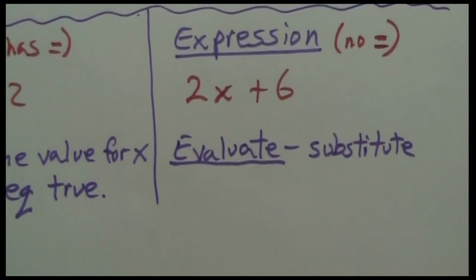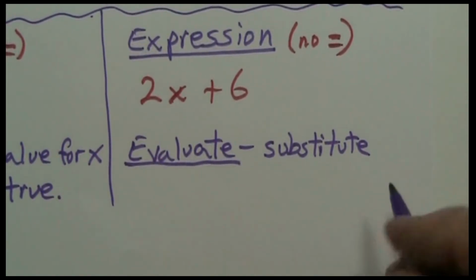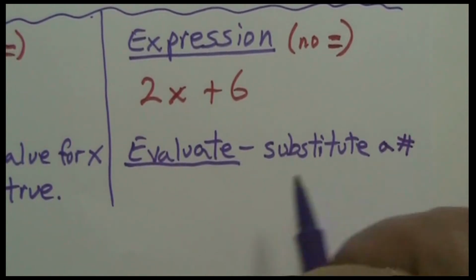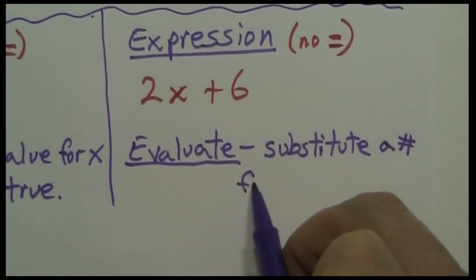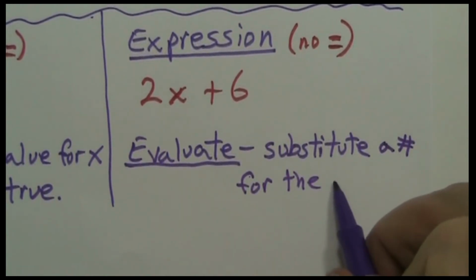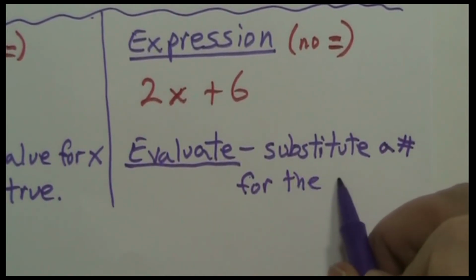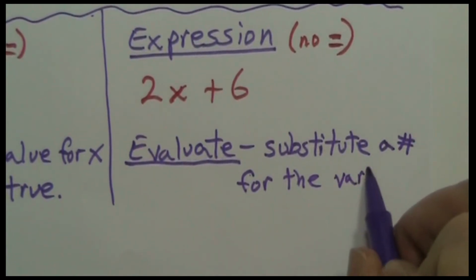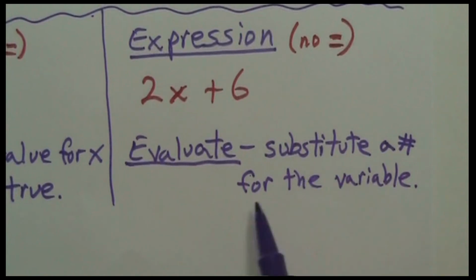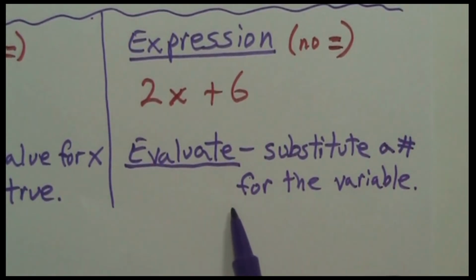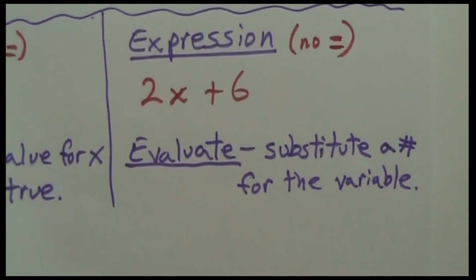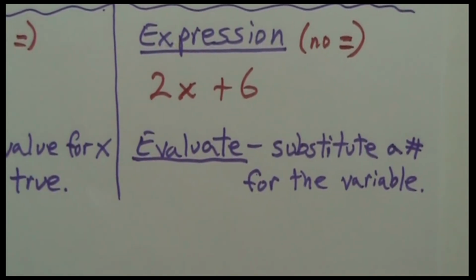Substitute a number for the variable, or for x. You can say for the variable or just say x. Substitute a number for the variable. In other words, plug a number in here. They're going to tell you what number to put in here. And then you find the answer. You simplify it after that.